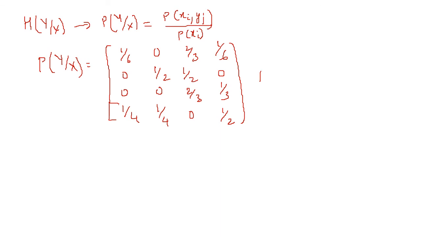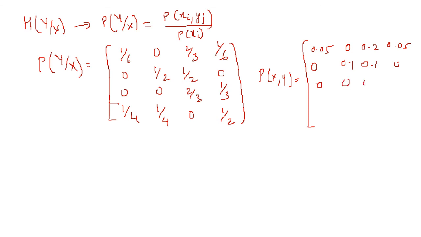Similarly, we know what is p of x comma y, that is joint probability matrix, which is given by 0.05, then 0.2, 0.05. The next row will be 0, 0.1, 0.10. The third row is 0, 0, 0.2 and 0.1, and the last row is 0.05, 0.05, then you have 0 and 0.1. So this is the joint probability matrix which is given in the question.